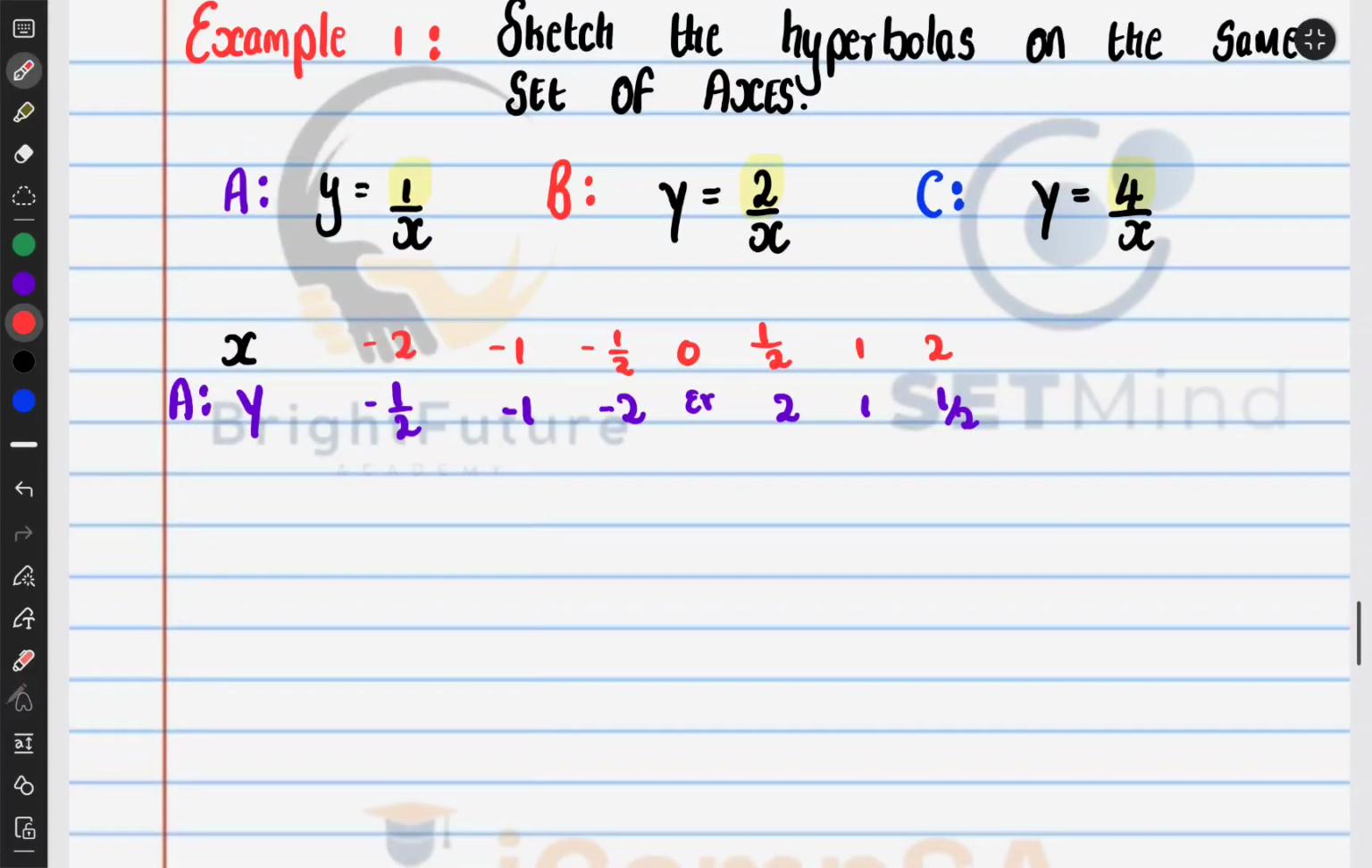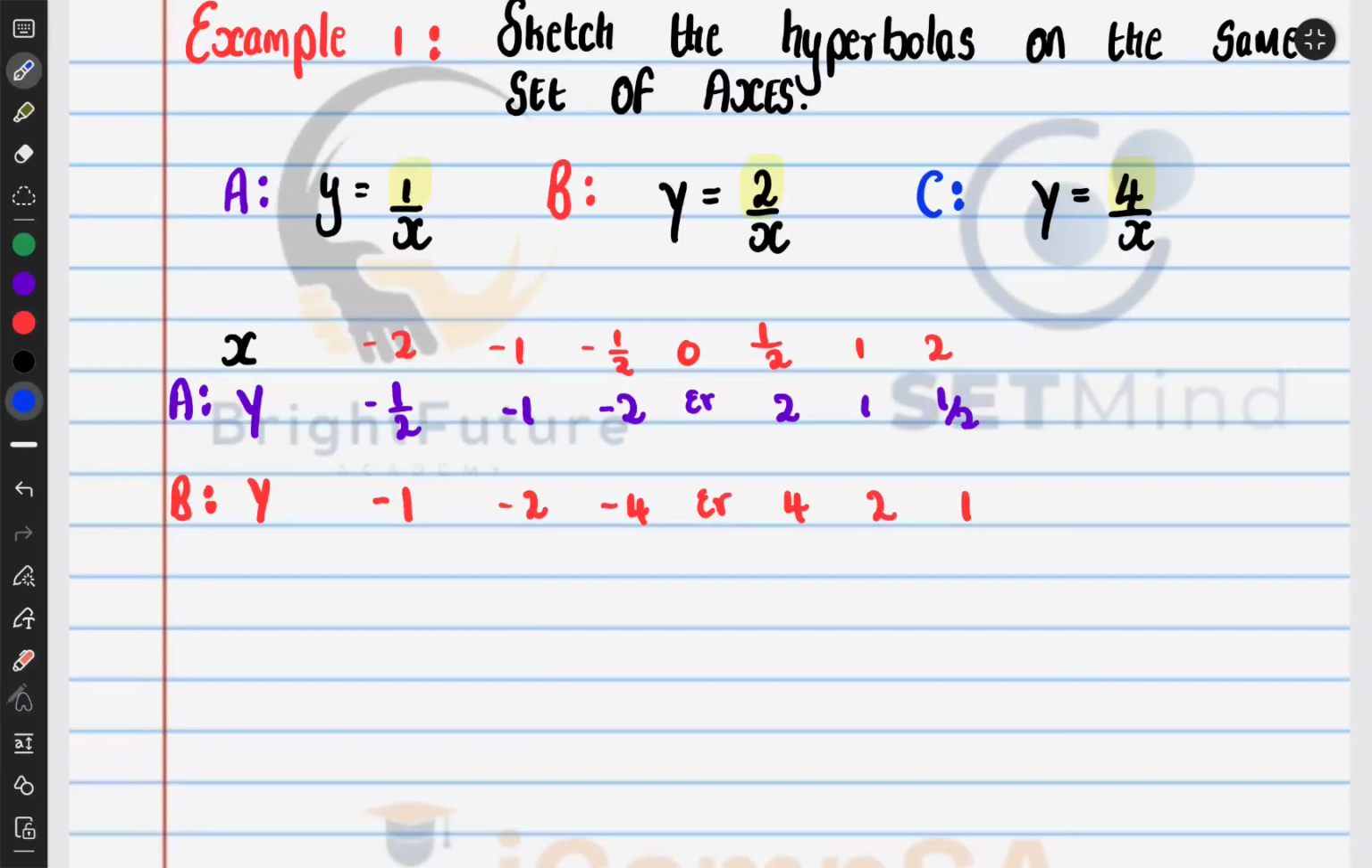Okay, and then next we have the b function. Let's find the corresponding values that we're going to use to sketch it. We have 2 over -2, that will be -1. 2 over -1 would be -2. 2 over -1/2 will be -4. And then 2 over 0, once again, we have an error. 2 over 1/2 will be 4. Then we're going to have 2 and then 1.